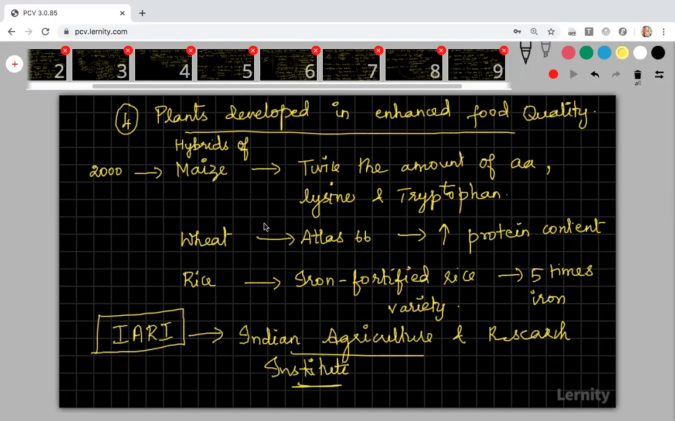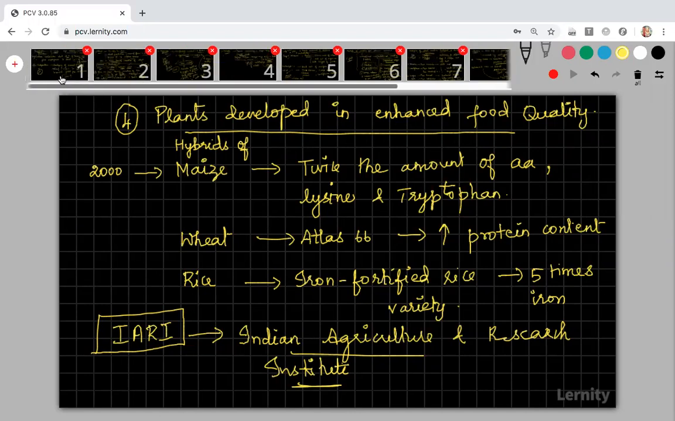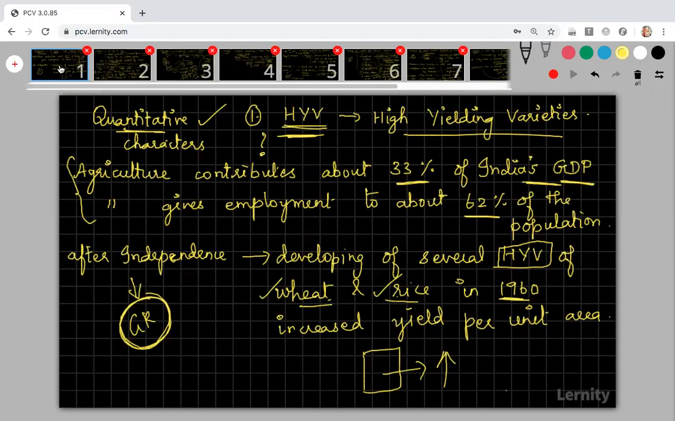Okay, and after that today we discussed how this plant breeding program has helped us in developing new varieties of plants with various desirable characters. We discussed 4 desirable characters today. That is there in your syllabus.